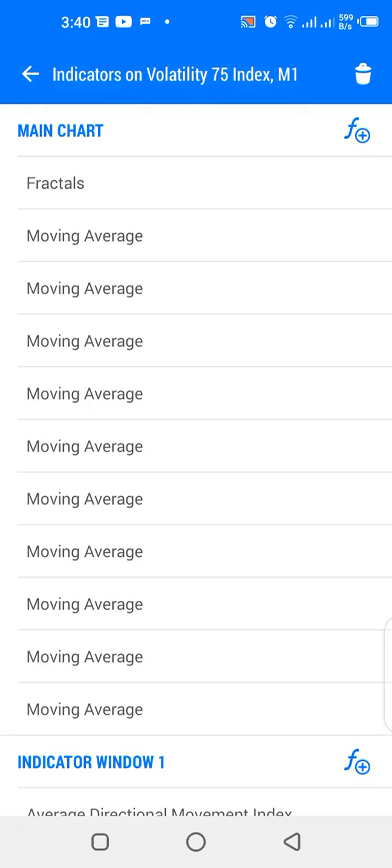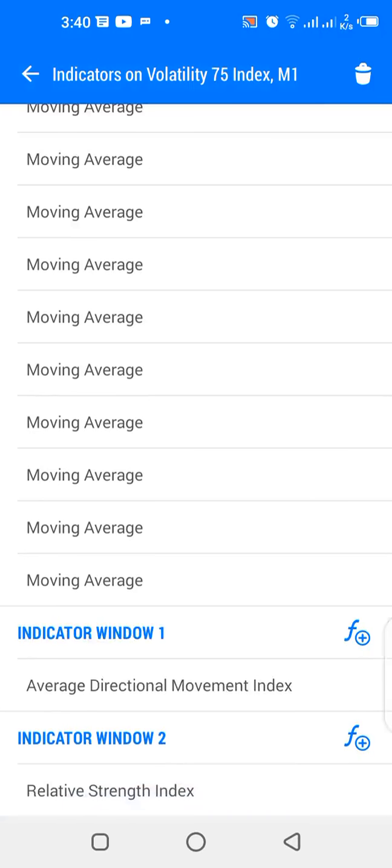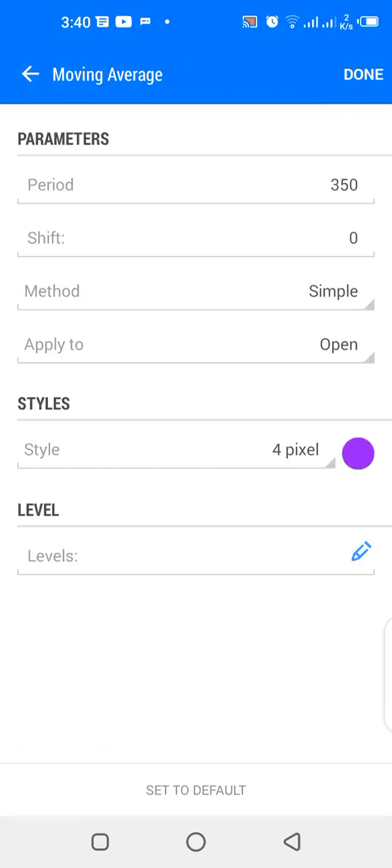Now I have the ninth moving average, a 350 period simple moving average applied to close, and the color is purple. And the 10th moving average on the main chart is also a 350 period simple, but this time applied to open, and the color is purple.